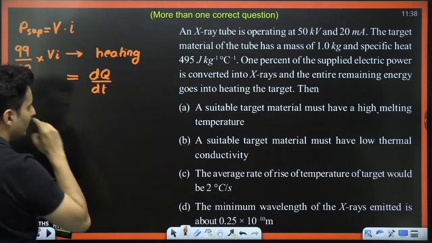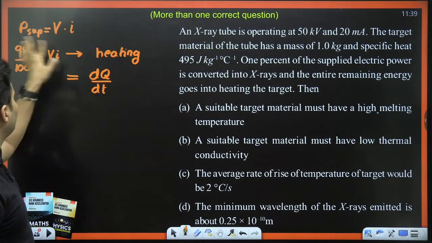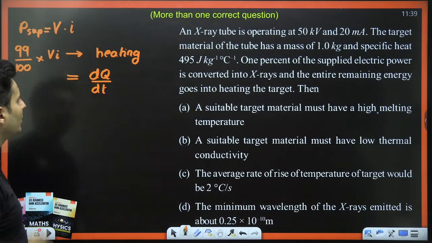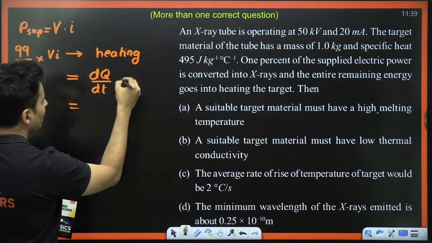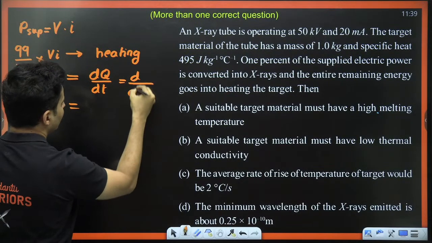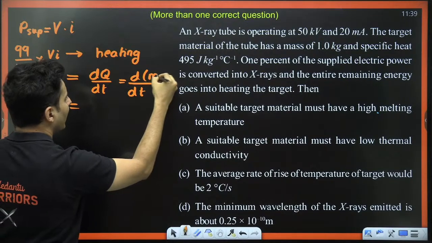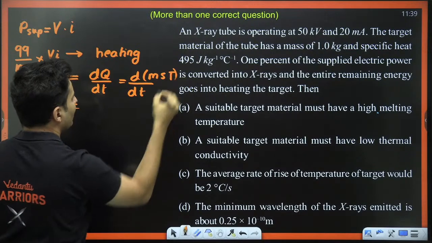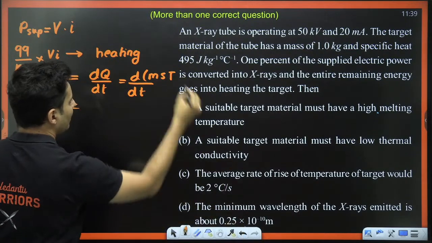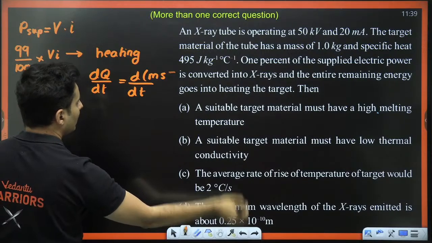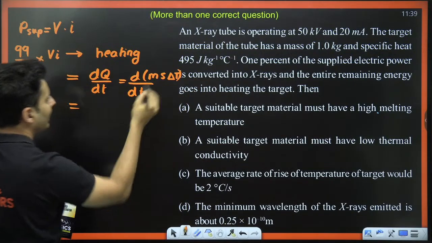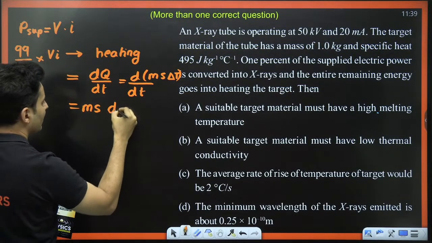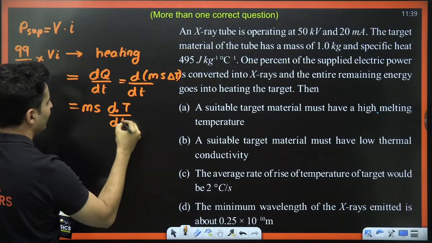And when I say heating, that means I can put it as dq by dt. This q is the heat, t is your time. Remember, this is power. Power is joules per second, watts, energy per unit time. So this is dq by dt. What is dq? Q is itself ms delta t. M and s are constant, so they come outside. So it will become ms times the rate of change of temperature with respect to time.